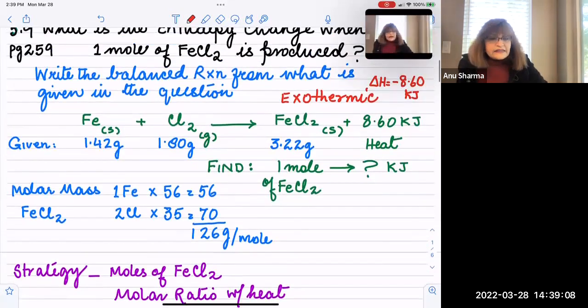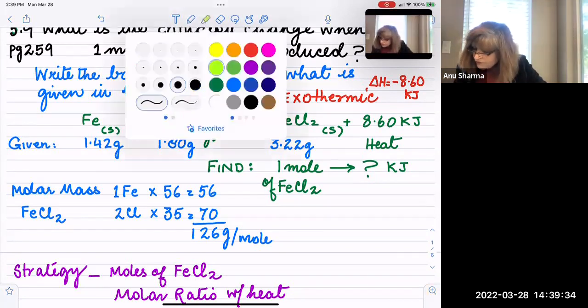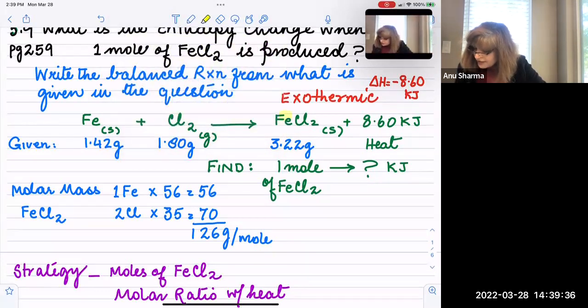Okay. Next that is given to us is when 1.40 grams of iron, so write that down, reacts with 1.80 grams of chlorine, 3.22 grams of FeCl2 as a solid is produced, and 8.60 kilojoules of heat is produced. What is the enthalpy change for the reaction when 1 mole of FeCl2 is produced? Now here, 1 mole of FeCl2 is produced, then how much of the heat is produced?